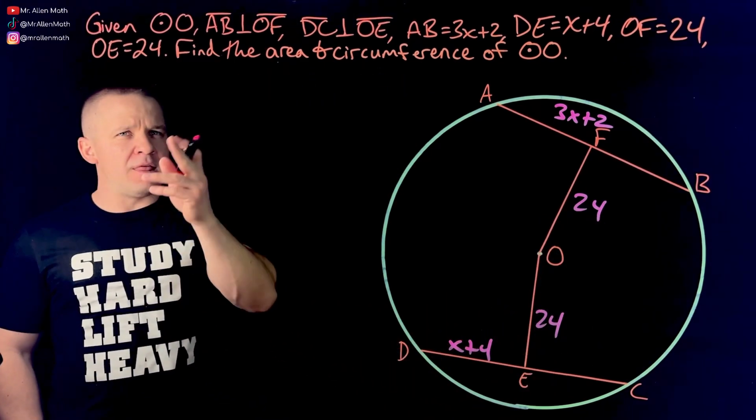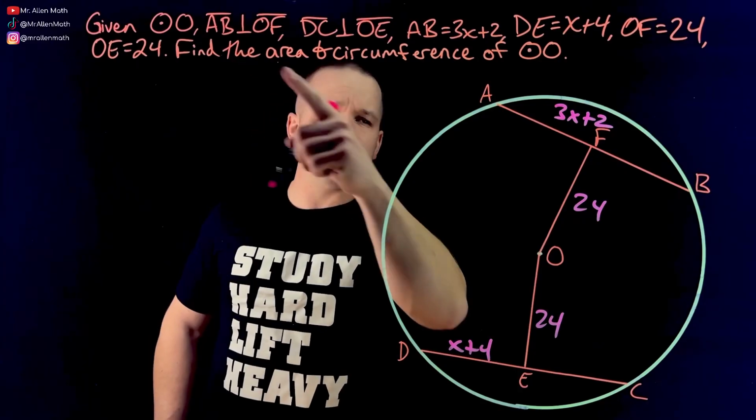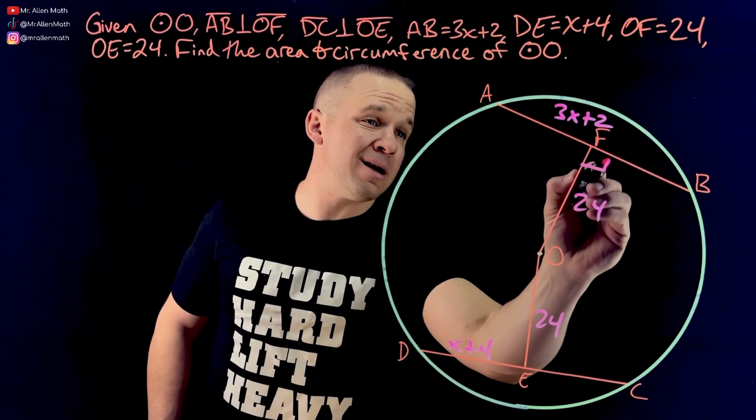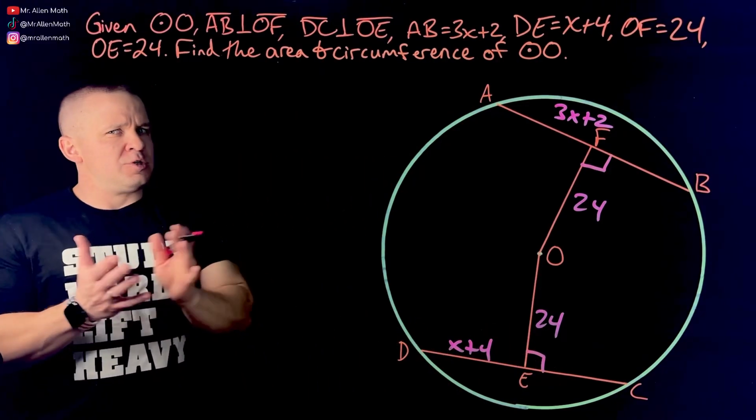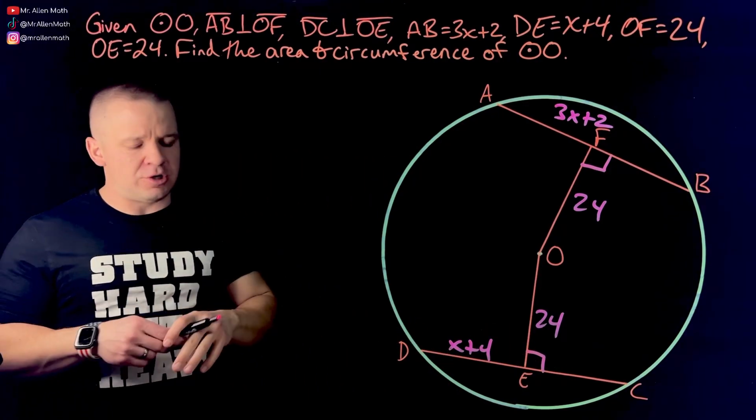Okay. And then I've got the perpendicularity going on, right? So AB and OF are perpendicular. That would give me a right angle. So I'll mark it, and the same goes down here. So what do we do with this type of information?